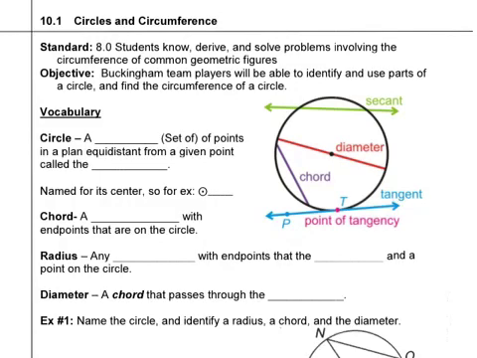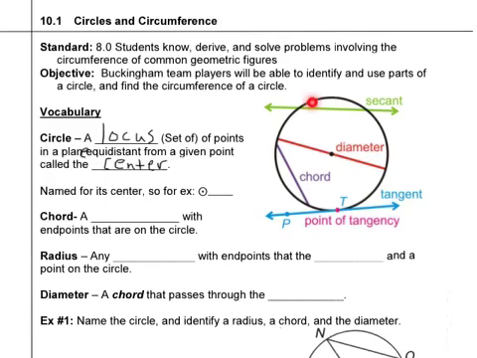Alright, here's 10.1. A lot of vocabulary that we're going to have to learn here real quick, because we're going to be using these terms throughout this whole chapter, so you're going to need to be familiar with these terms pretty quickly. The first thing is a circle is a locus, and the word locus just simply means a set, like a set or a group of. So a locus, or a group of points in a plane, equidistant from a given point, called the center.